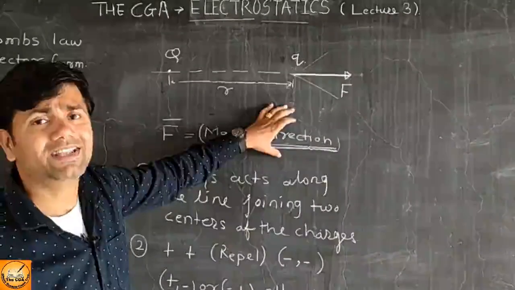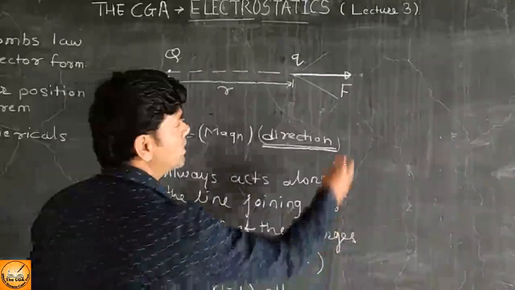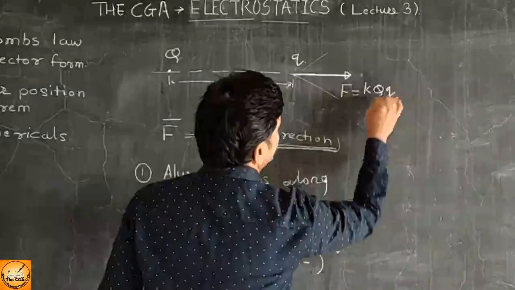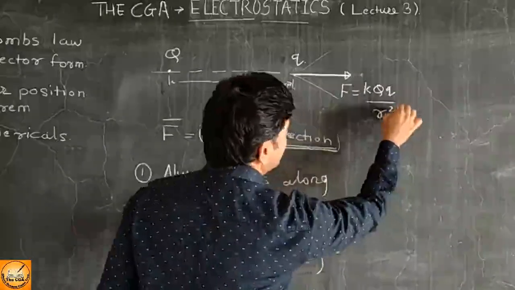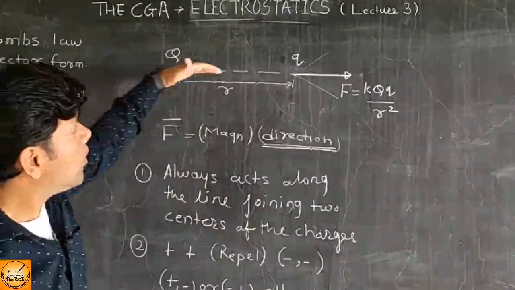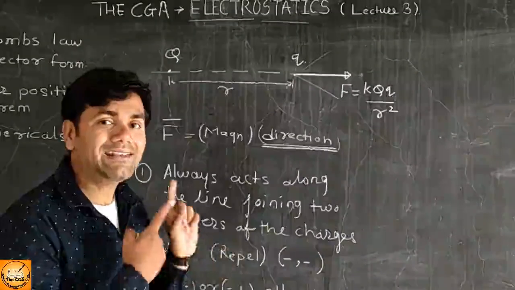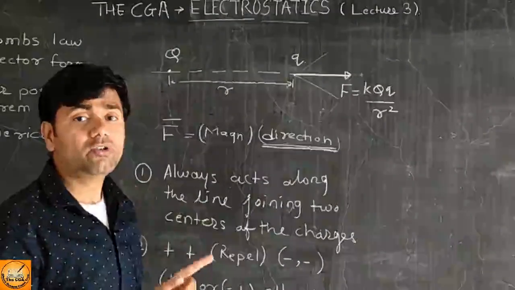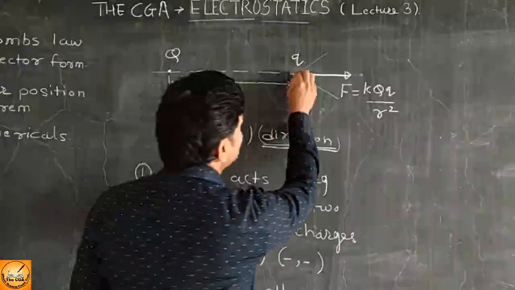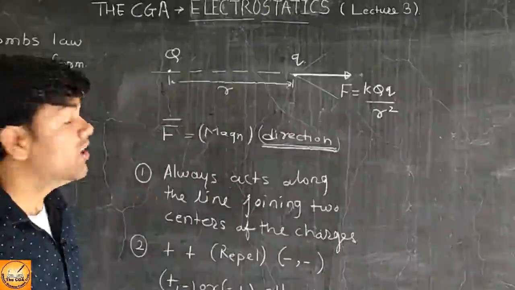So basically we have used these two statements, and we have found the magnitude as well as the direction of the Coulomb's force. Magnitude, already we have studied, will be equal to KQq divided by r squared. But what about direction? We got that it will always be along the line joining the two centers of the charges, and as both are positive, like charges, they will repel each other, and this force should be towards the right as shown in the figure.